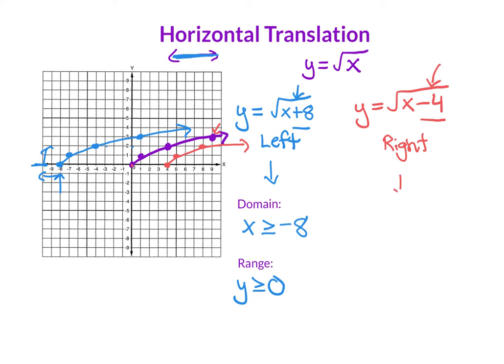So now the domain and range of the red graph, well, it's moving to the right. The smallest point is the 4, so all x values greater than or equal to 4, and the range is the same. Y is greater than or equal to 0.